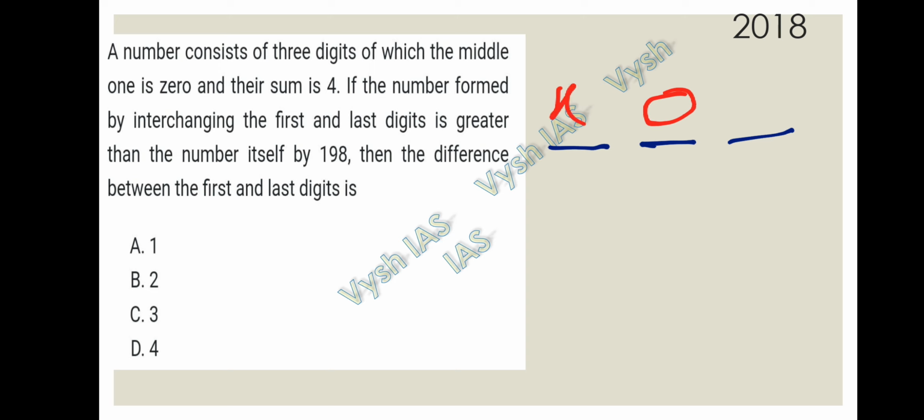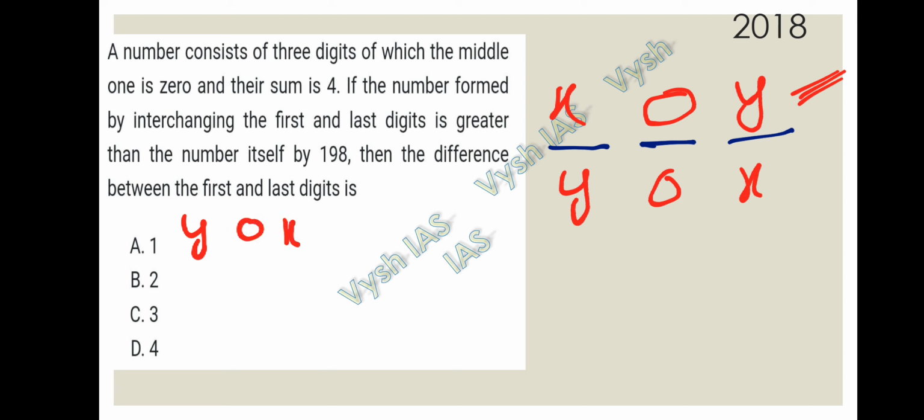For example, let's take the first and last digits as x and y, so the number is x0y. If we interchange these digits, the new number y0x is 198 more than the original number. So we can write y0x equals x0y plus 198. Based on the previous concepts, let's solve this question now.